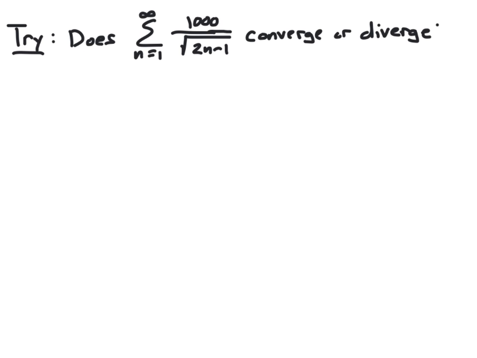If you'd like to try an example, you can pause the video and determine whether the series from n equal 1 to infinity of 1000 over the square root of 2n minus 1 converges or diverges. You can resume the video, and the full solution will appear in a few seconds.